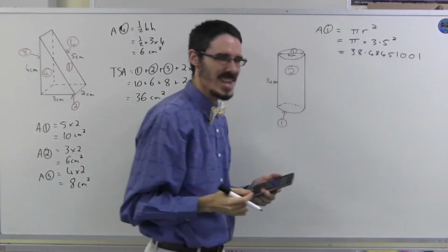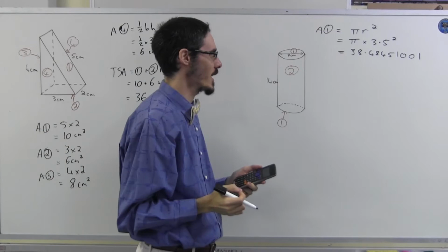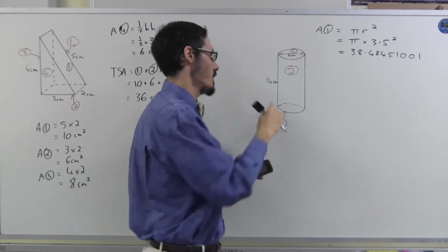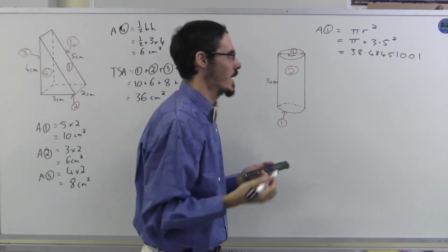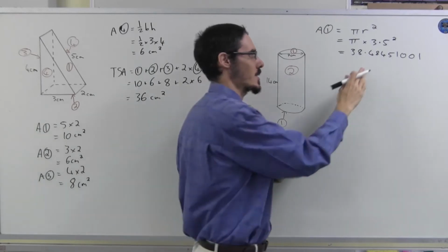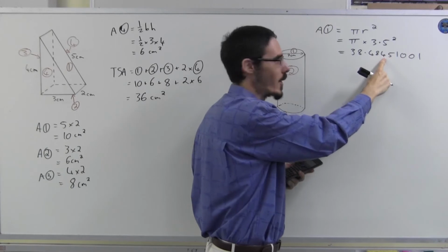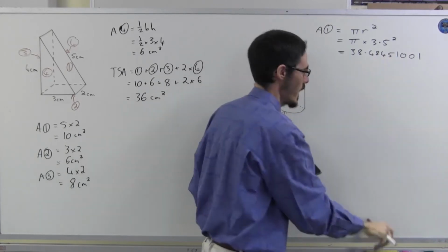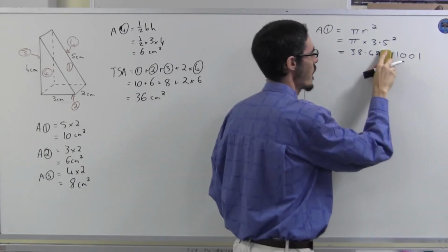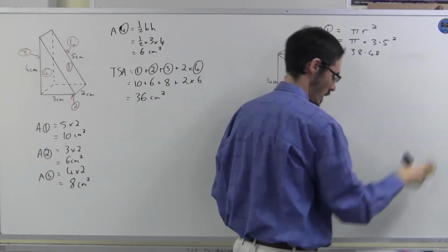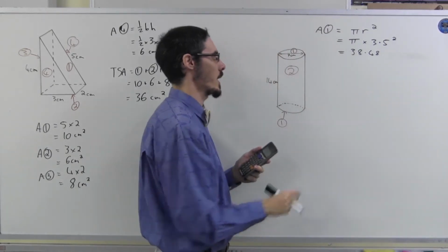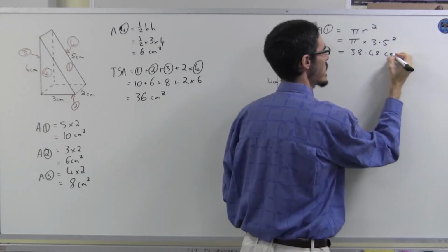I'm going to get 38.484510001. That again is a lot of digits. How many do you think I need? I've got centimetres, I won't need a lot. Let's again, arbitrarily, just choose 2 decimal places. The next digit is below 5, so I'm going to round that down. There. And what are my units? Square centimetres.